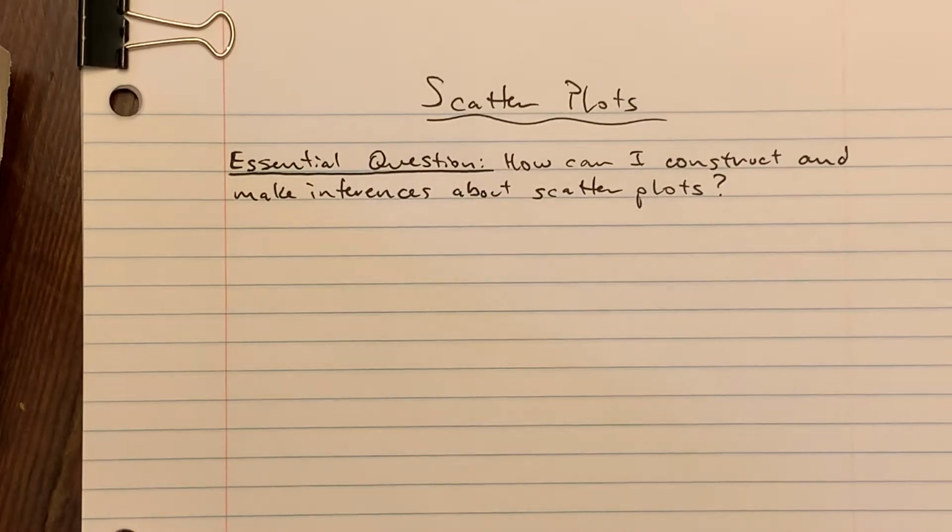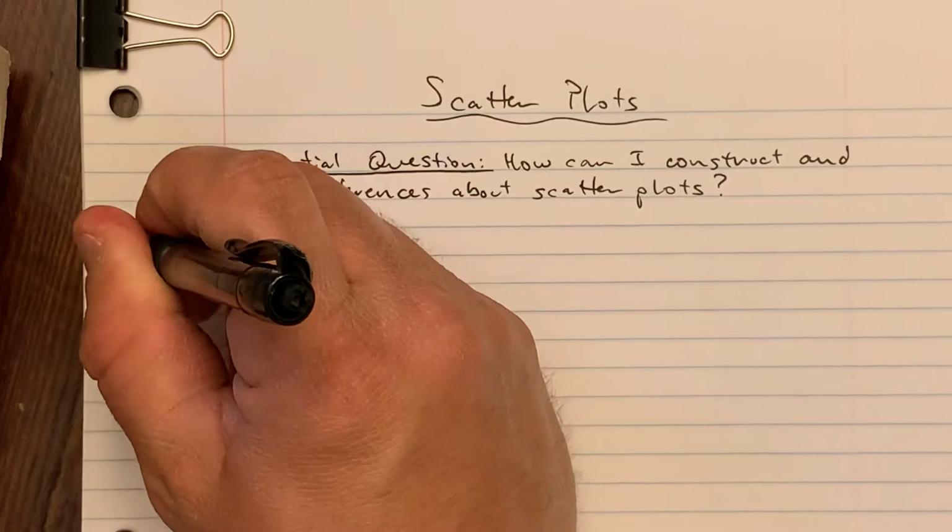All right, everybody, we're going to continue our statistics unit today by discussing something called scatter plots. Our essential question today is how can I construct and make inferences about scatter plots? A couple things that we probably should identify and define here first is just the idea of what is a scatter plot.